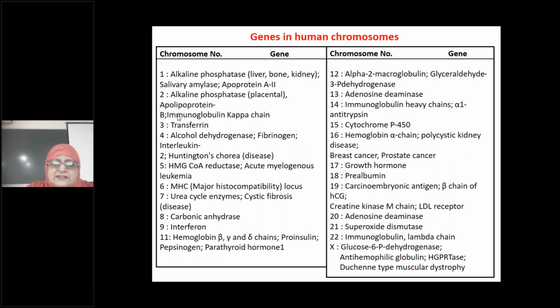Now, several genes have been identified in the human chromosomes. In chromosome 1 you have the gene for alkaline phosphatase. In chromosome 4, you have the genes for alcohol dehydrogenase and fibrinogen. In chromosome 18, you have the gene for prealbumin. So several genes have been identified coding for particular proteins. In the X chromosome, you have glucose-6-phosphate dehydrogenase, the anti-hemophilic globulin gene, the HGPRTase gene, and so on.